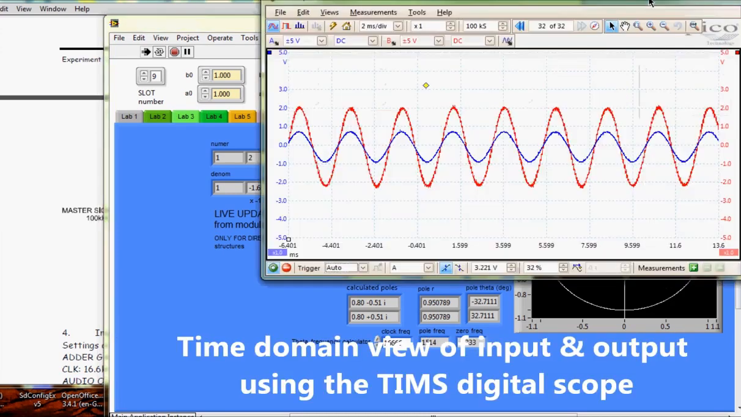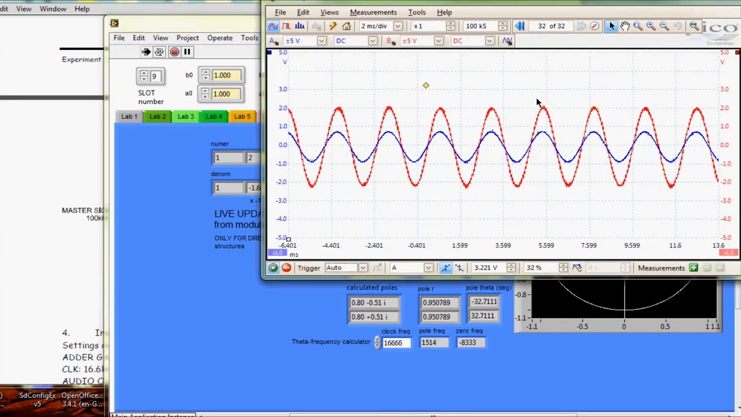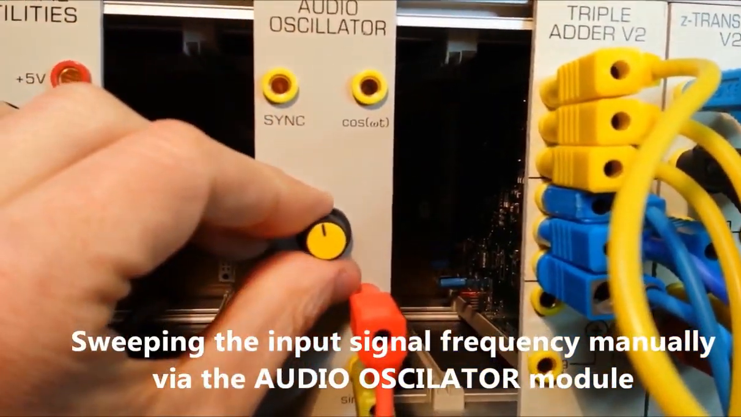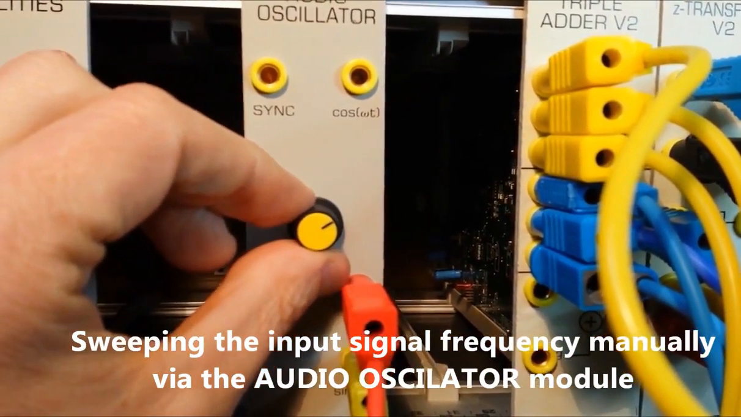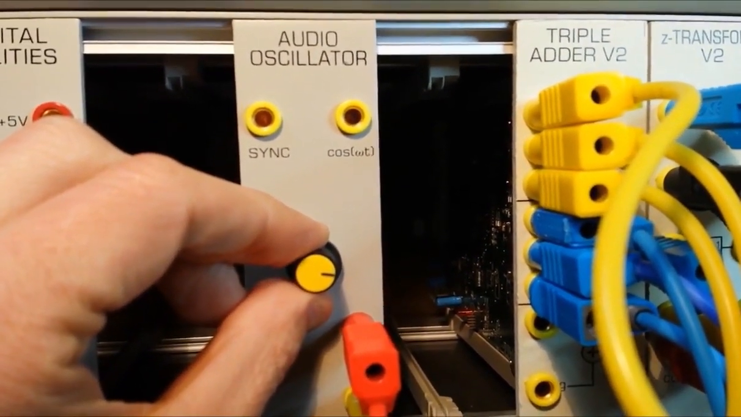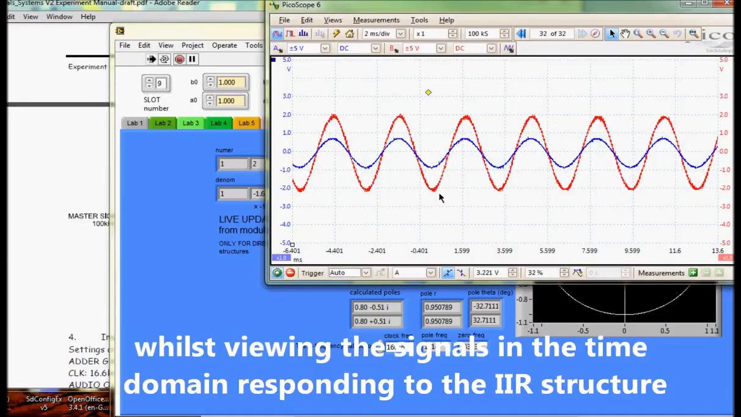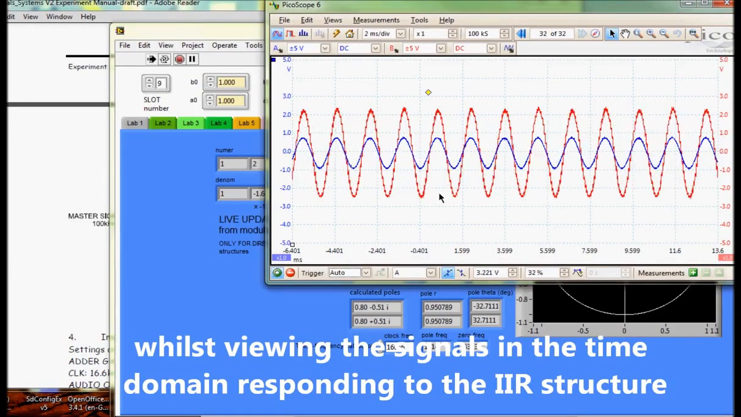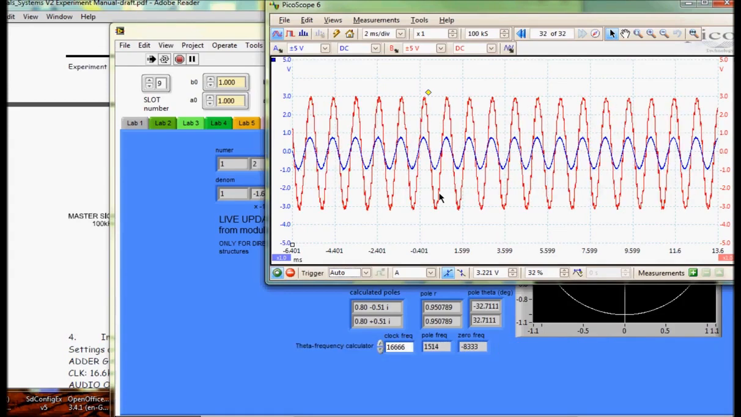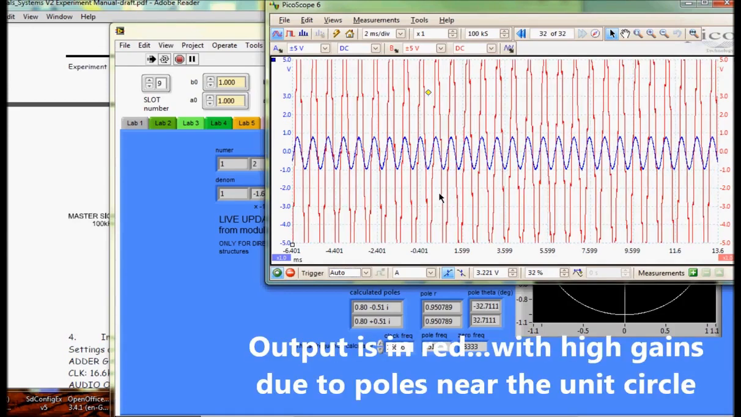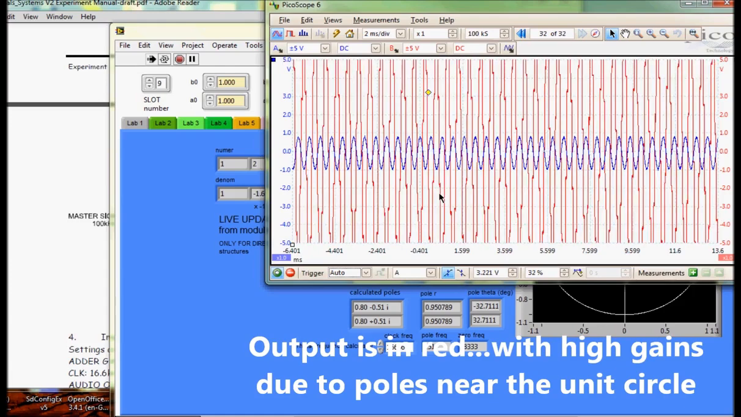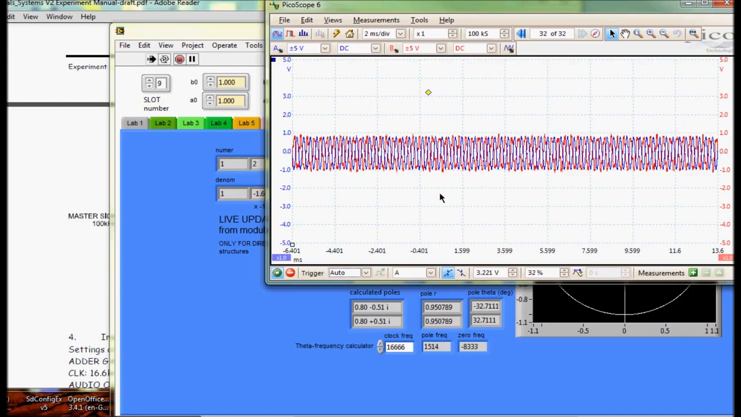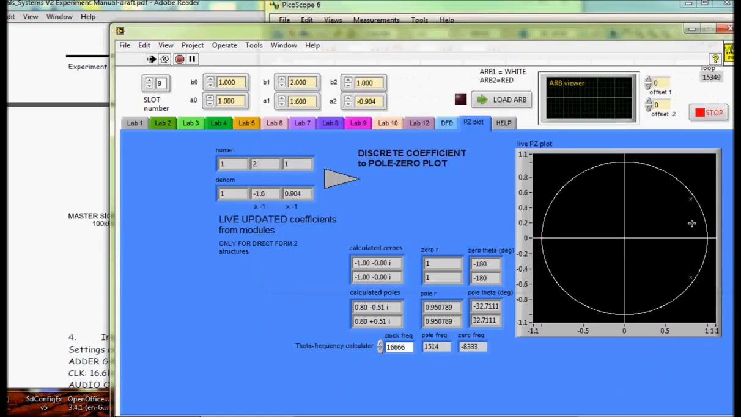Sweeping the input signal frequency through the IIR structure that has been constructed on the TIMS system, we can now view the input and output signals via the inbuilt PicoScope that you have with your unit. And you'll notice the gain of the output is quite significant, and then it reduces. Looking at the Z-plane display, there are poles near the unit circle and a zero.